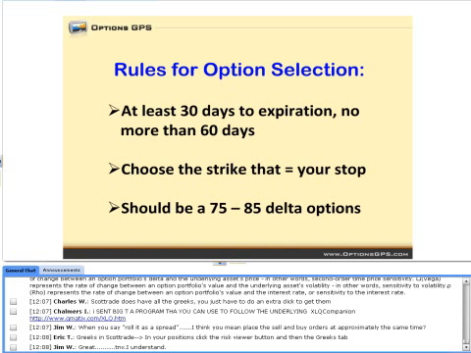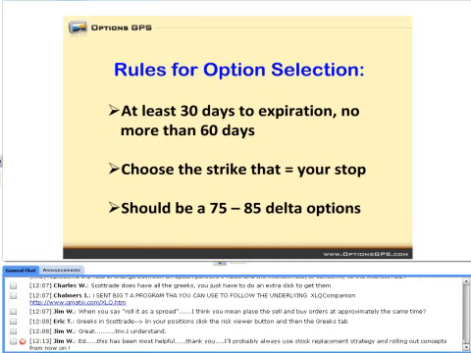A lot of times with stock replacement strategies, you're going to shoot for a higher delta. For trend following, if you're right, these options are going to be in the 90 delta range soon enough. So that'll fulfill that. Again, 30 to 60 days, 75 to 85 deltas, and the strike that equals your stop as your guideline to start where you're going to start looking in the options chain to get that trade on with the proper risk and exposure.